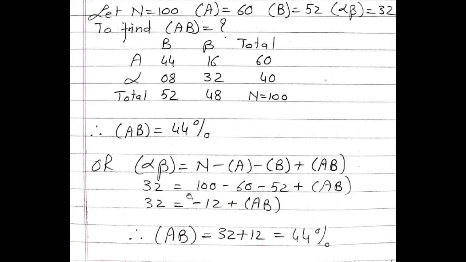So 32 equals 100 minus 60 minus 52 plus AB, which can be written as 32 is equal to minus 12 plus AB. So AB is nothing but 32 plus 12, so 44%.